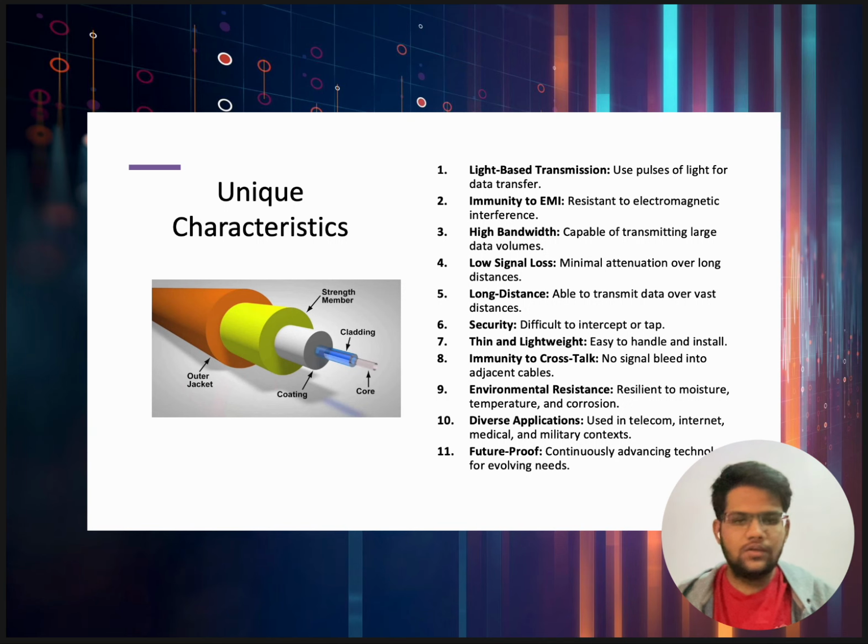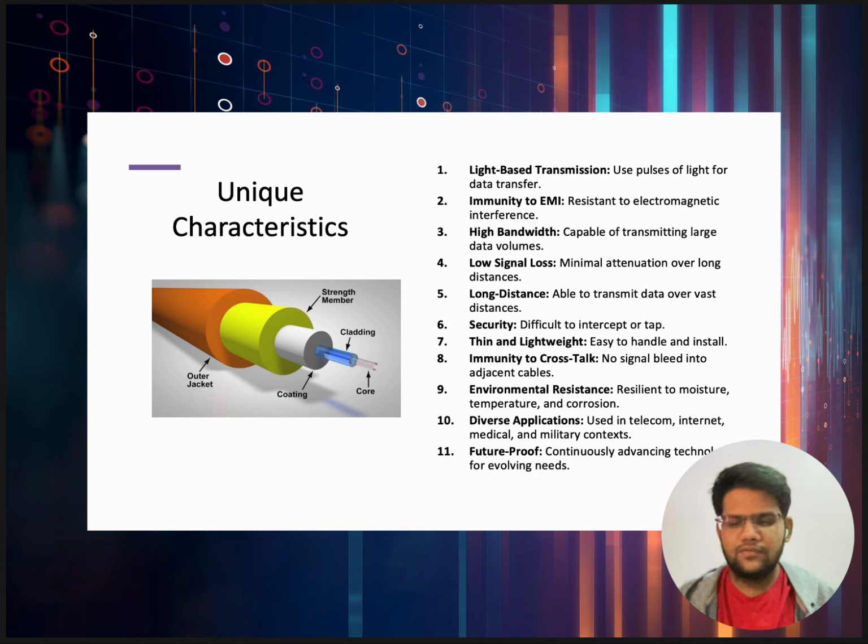Now, let's see the unique characteristics of fiber optic cables. First, light-based transmission. Fiber optic cables transmit data using pulses of light. Think of it as sending information through beams of light. Second, immunity to EMI. Unlike copper cables, fiber optics are immune to electromagnetic interference. This means data remains secure and reliable even in noisy environments.